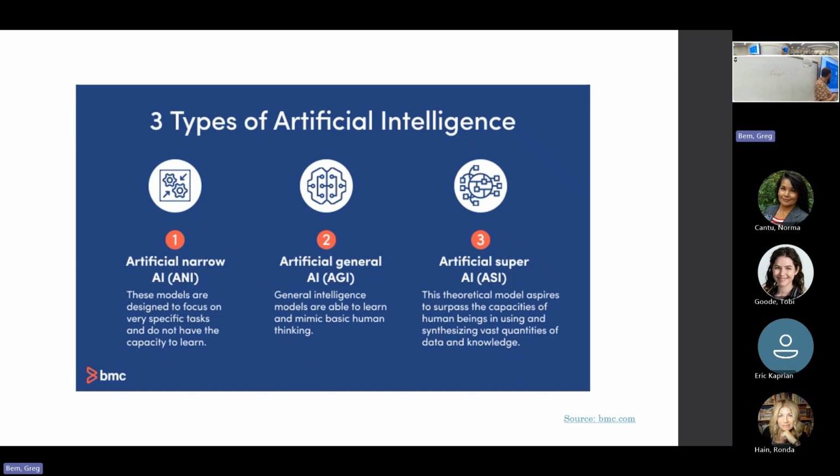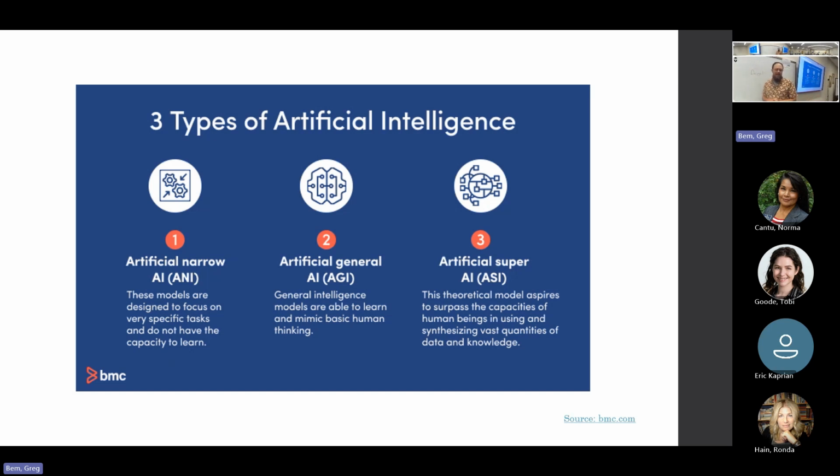And these models focus on very specific tasks and do not have the capacity to learn. So when ChatGPT first came out, you could ask it, what is a dog? And it would look at its backing data set and be able to provide an answer, but it wouldn't learn from that. At least that was what we initially thought.